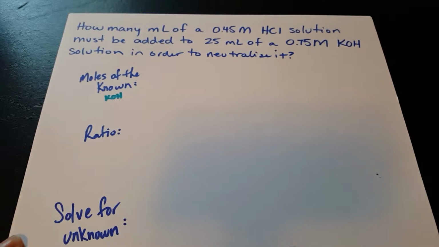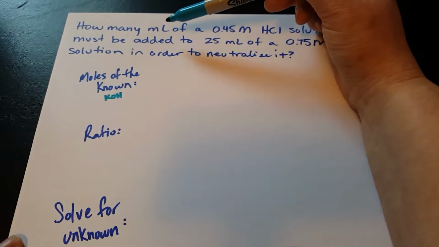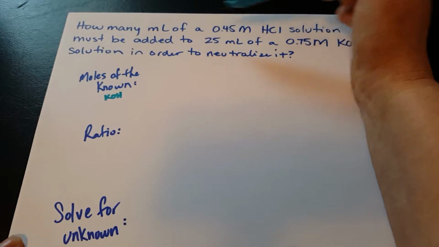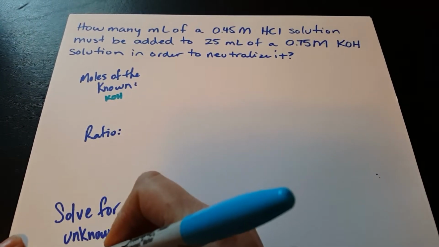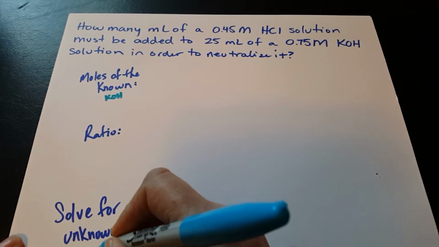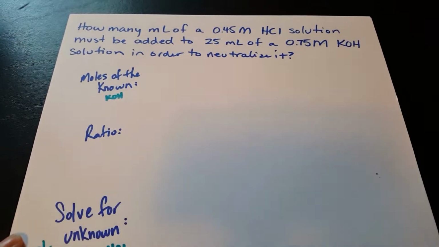And then the second one, solving for the unknown. The unknown is what the question's asking us. How many milliliters? So it wants to know the volume, and they're giving us the concentration. So ultimately, we want the volume of the HCl. And they told us that we want it in milliliters.